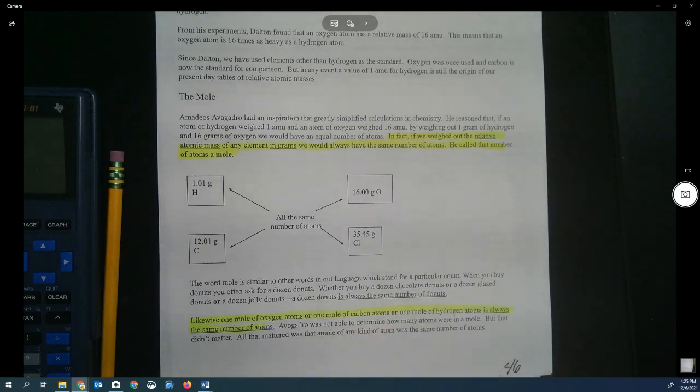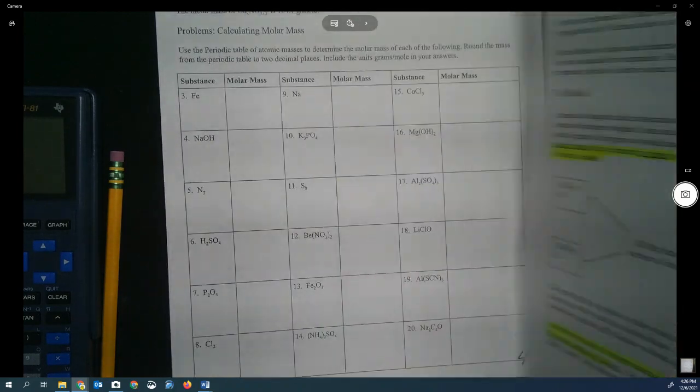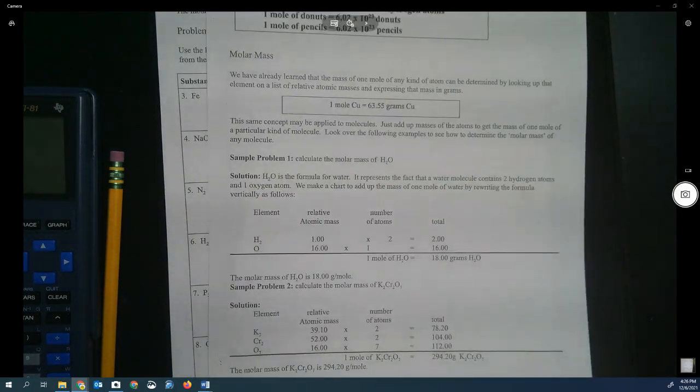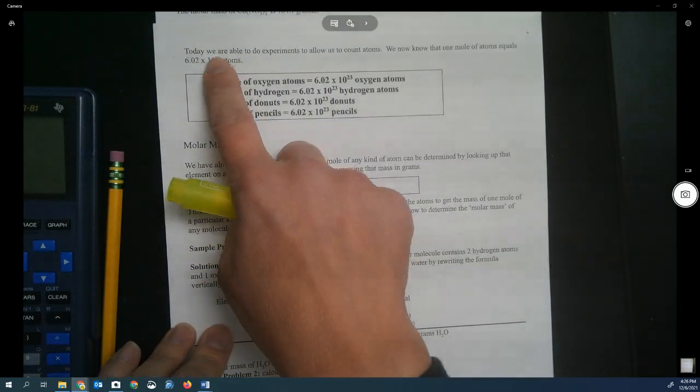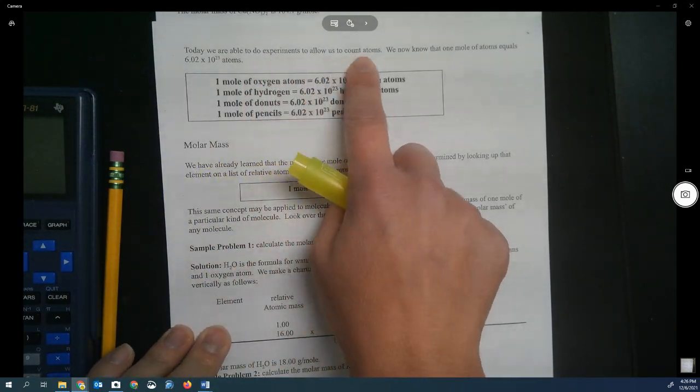Avogadro was not able to determine how many atoms were in a mole, but that didn't matter. All that mattered was that a mole of any kind of atom was the same number of atoms. So moving on to page 47. Today, we were able to do experiments that allow us to count atoms.